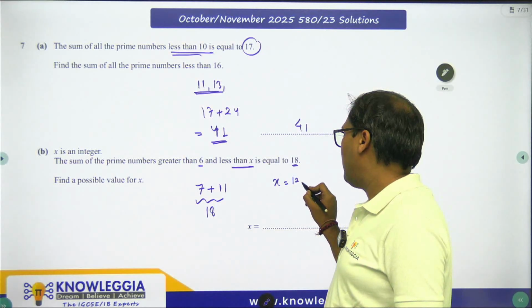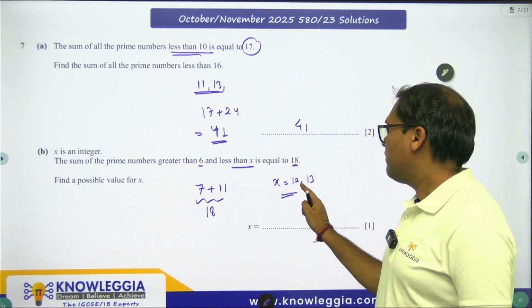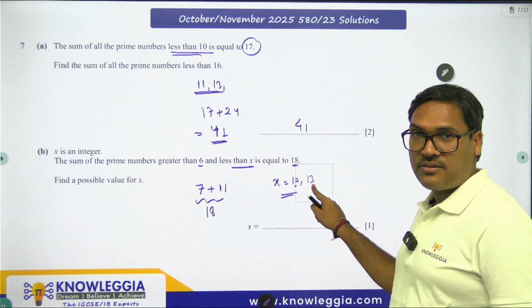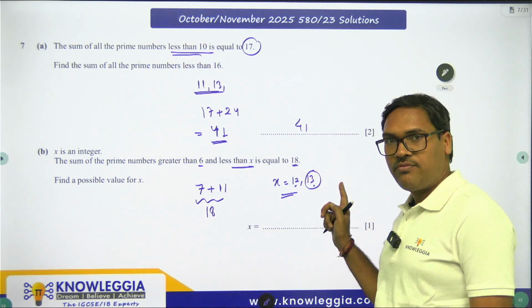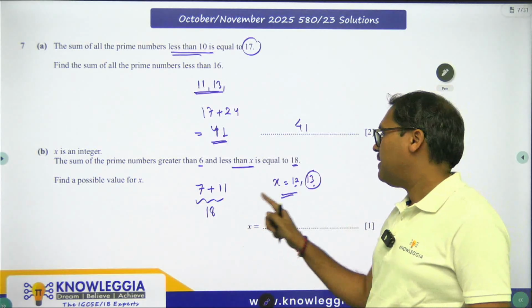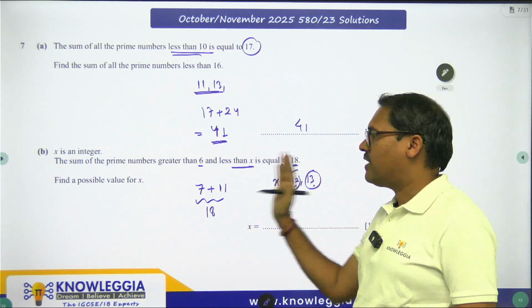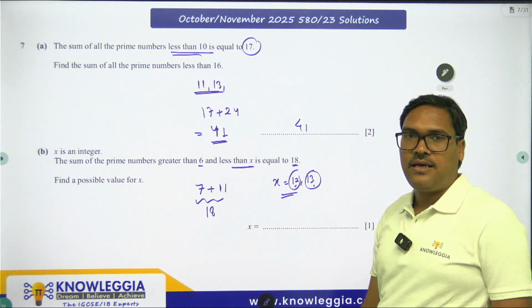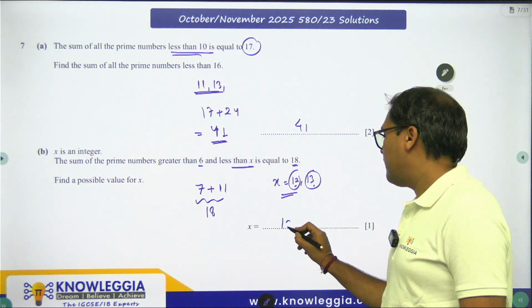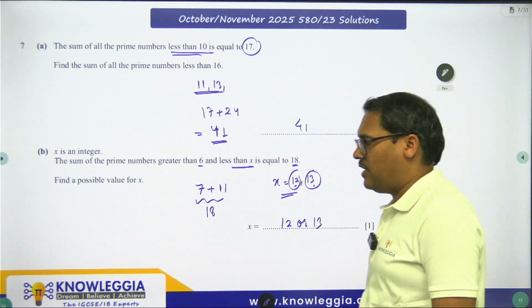X can be equal to 12. It can be equal to 13 also, right? Because if I take 13, then this number will be added and the sum will cross 18. So the number x has to be either 12 or 13, because we have to write the sum of all the prime numbers which are greater than 6 and less than x. So what is the value of x? It can be 12 or it can be 13. Both the answers are correct. I hope this is clear.